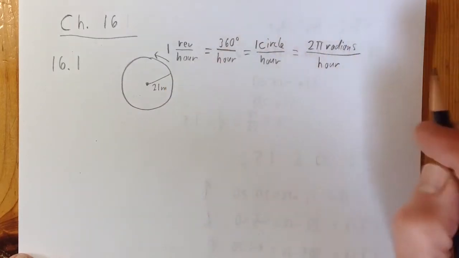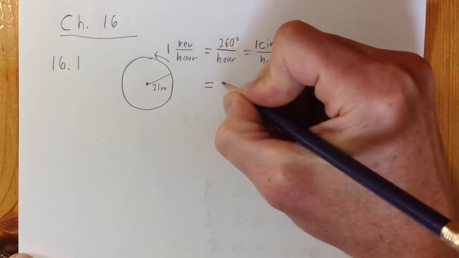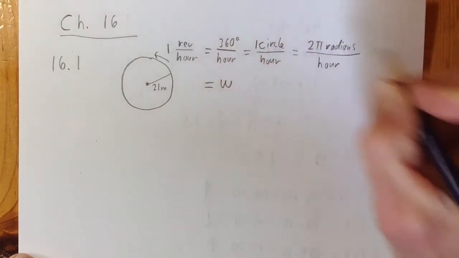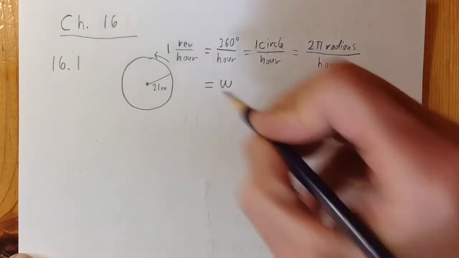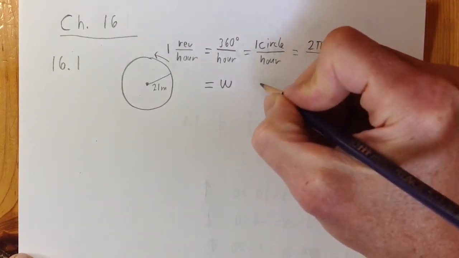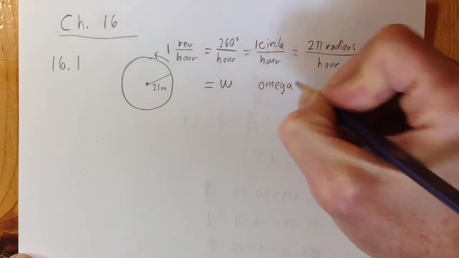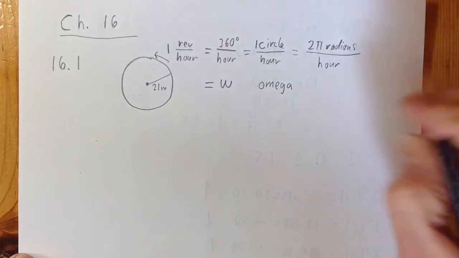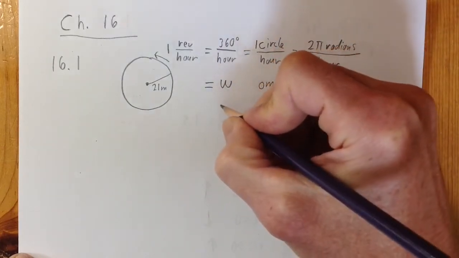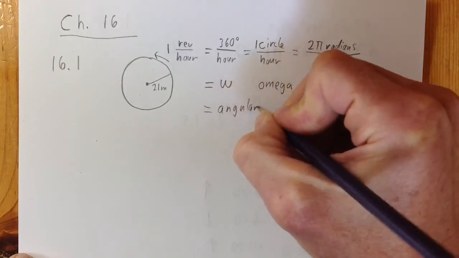Okay, so this has a word. This speed, this angular speed, is given the Greek letter omega. It looks like a W, but it's got curvy in the bottom. It's not sharp in the bottom. And that's the Greek letter omega. It's the small omega, the non-capital omega. And that's the angular speed. Okay, so this is called how fast you're going, how fast your angle is changing.